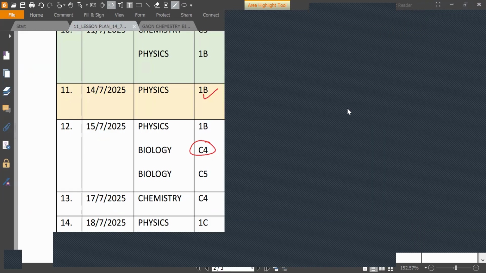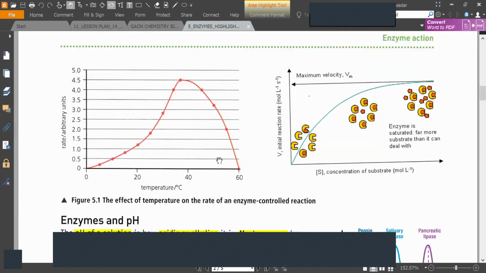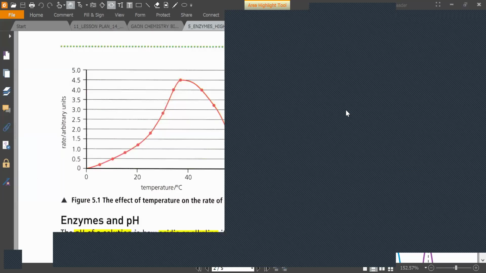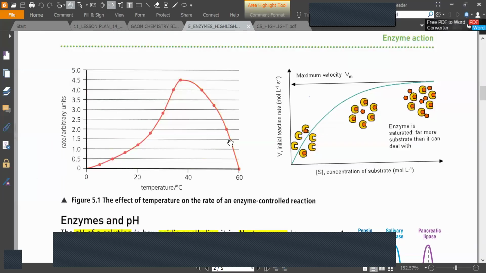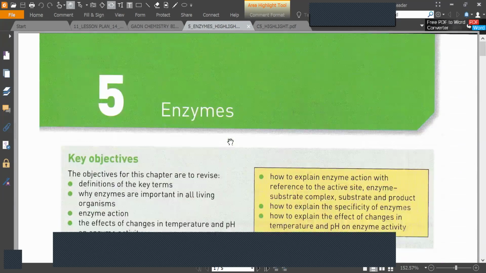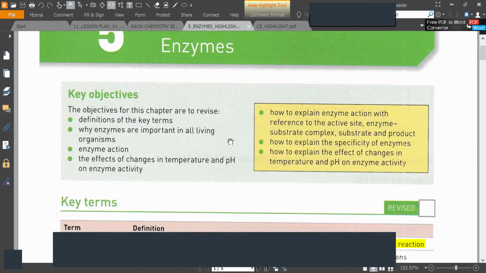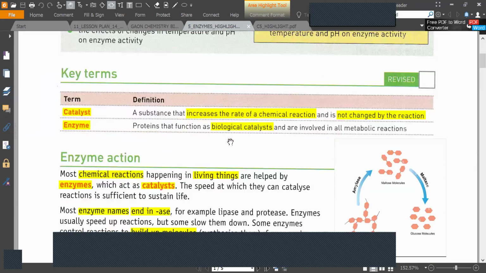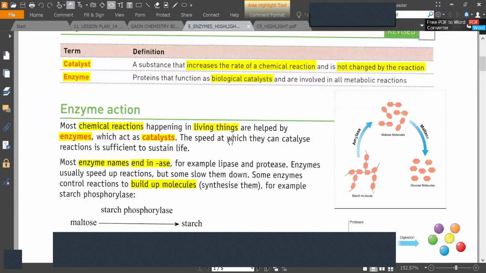Let me open unit 5 of the biology and the workbook. So see whether we can finish it today. It's very easy, very straightforward. This topic is about enzymes. Enzyme is a very important molecule in our body, very, very important.